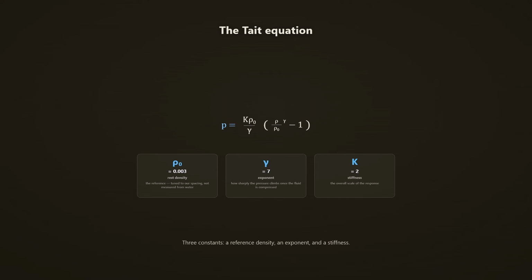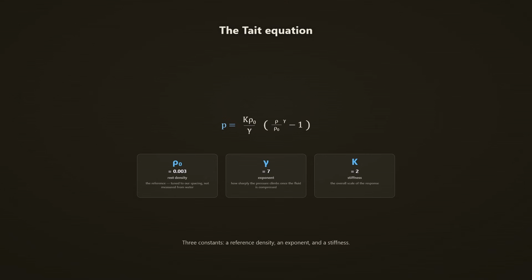This is the Tait equation. Pressure is a constant times the density ratio to the power of gamma, minus 1. It has three constants. The first is the rest density. The density we treat as normal.